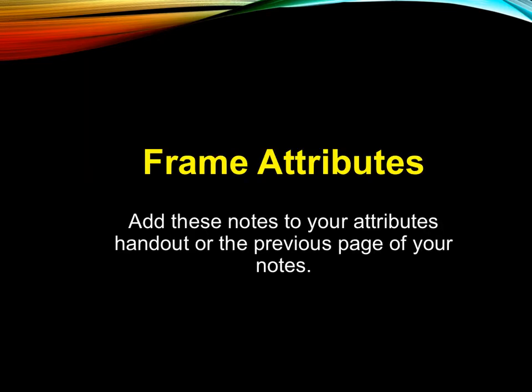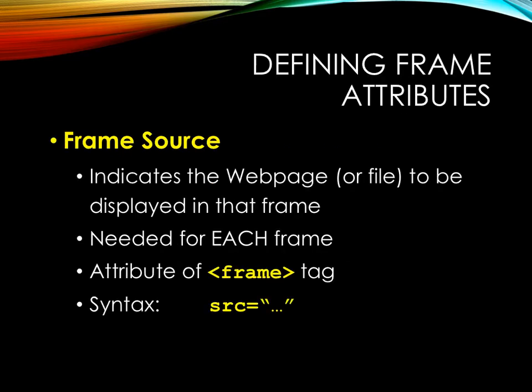So over the next few pages, you'll be seeing some different frame attributes, and I'd like you to either add these into your attributes handout, so if you want to grab more of those out of the bin, that'd be fine, or you can just tack them on to your previous page of your notes where you wrote down all of those different attributes. So what you're going to notice about some of these is they're actually a review of what we've seen before, but they just work a little bit differently in our frame tag.